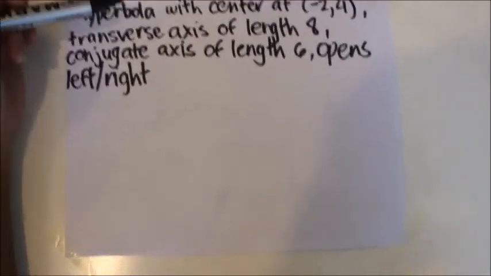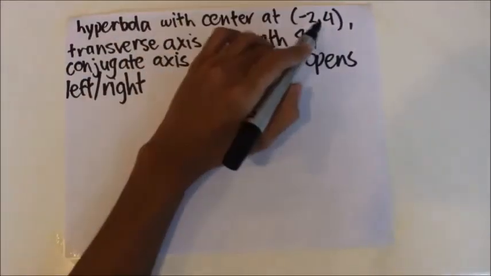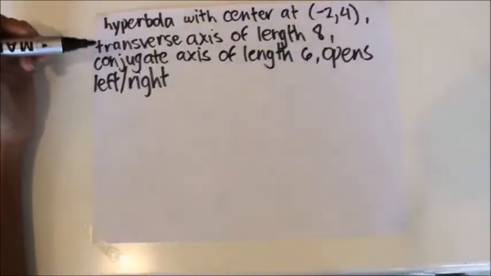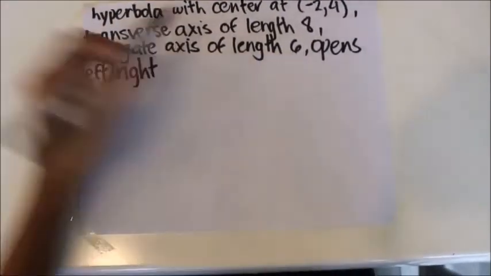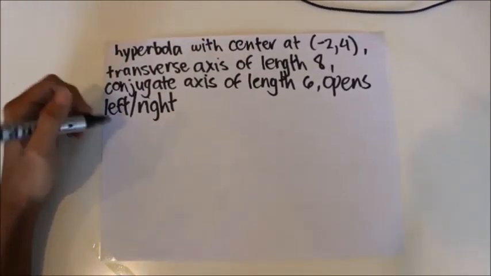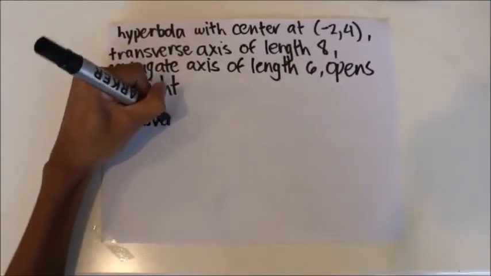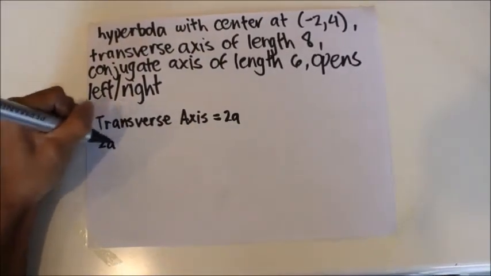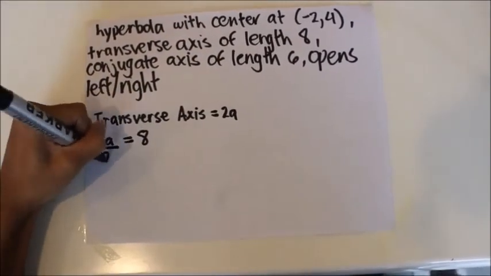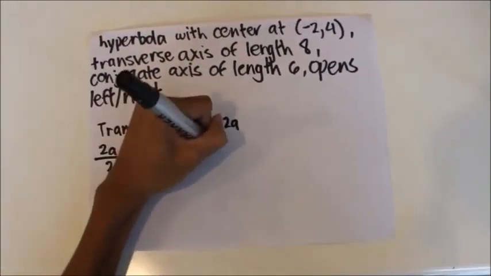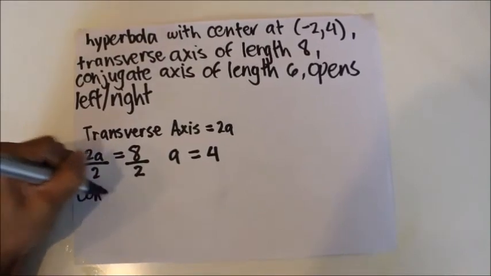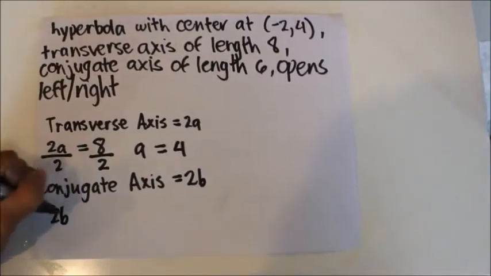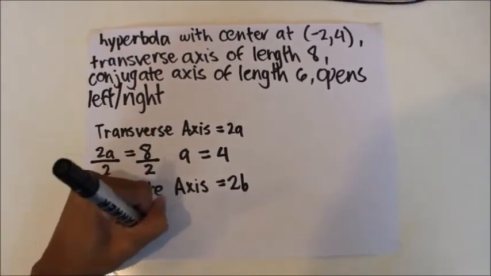So we are given a hyperbola with center at -2, 4, transverse axis of length 8, conjugate axis of length 6, and it opens left and right. We all know that the transverse axis is equal to 2a. 2a is equal to 8. Divide both sides by 2, we get a as 4. The conjugate axis, on the other hand, is equal to 2b. 2b is equal to 6. Divide both sides by 2, we get b as 3.